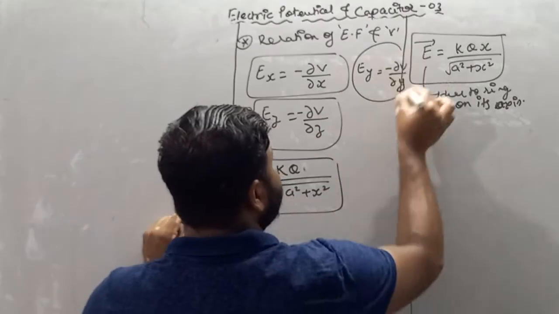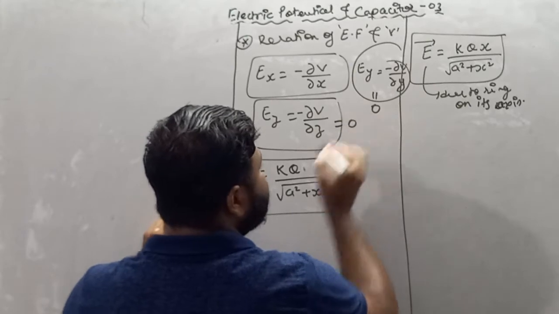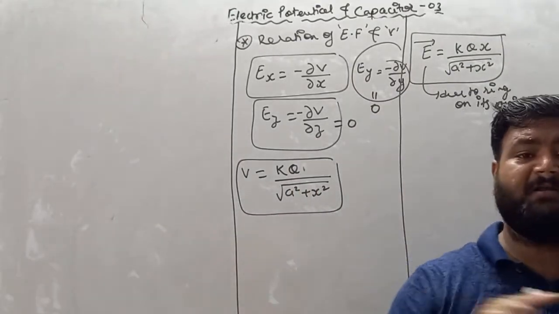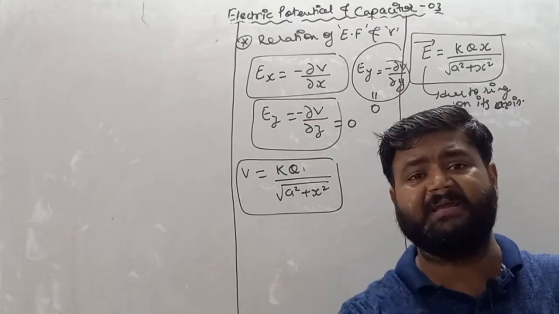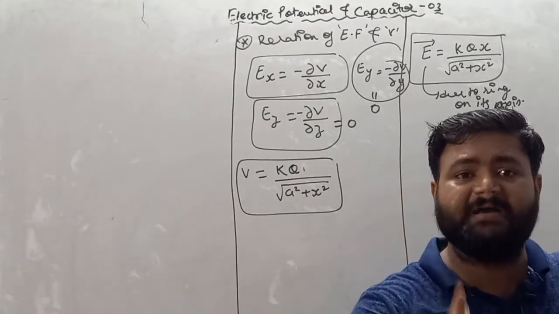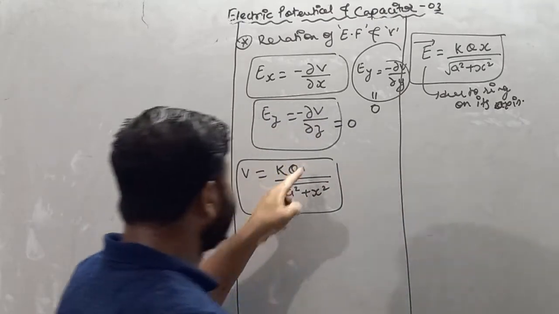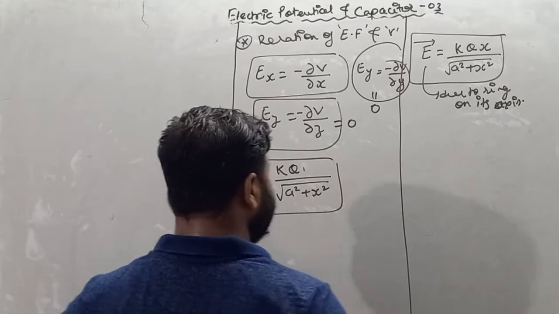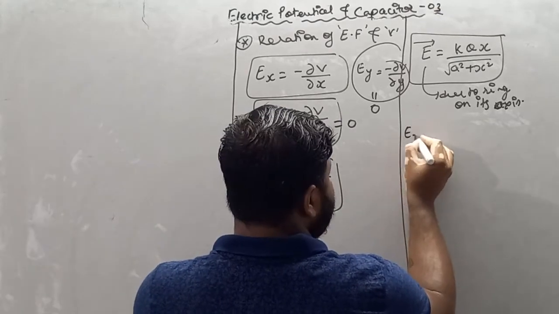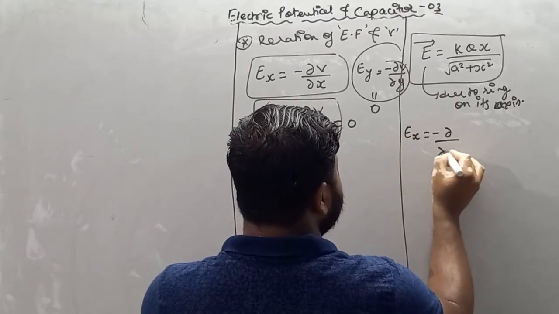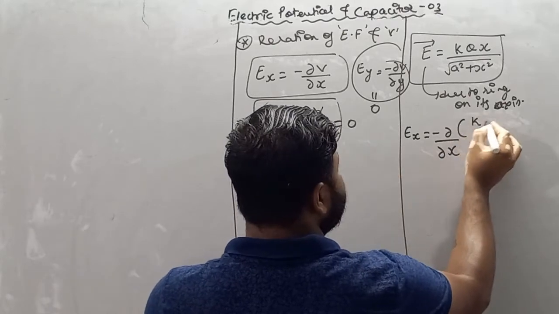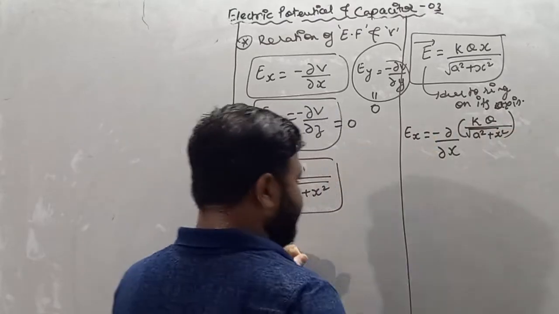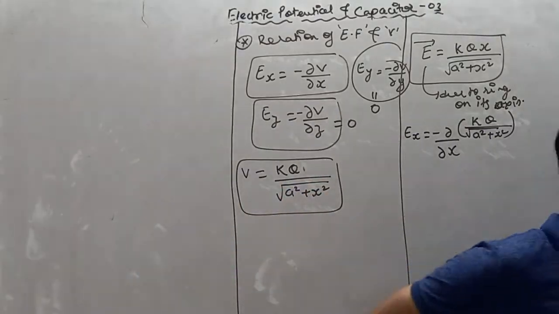So this becomes equal to 0 and this also becomes equal to 0, as we are moving only along the x-axis, because the axis of the ring is along the x-axis, where the value of potential is kq by under root a square plus x square. So let's check. Ex is equal to minus del V over del x, and the value of V is kq by under root a square plus x square.